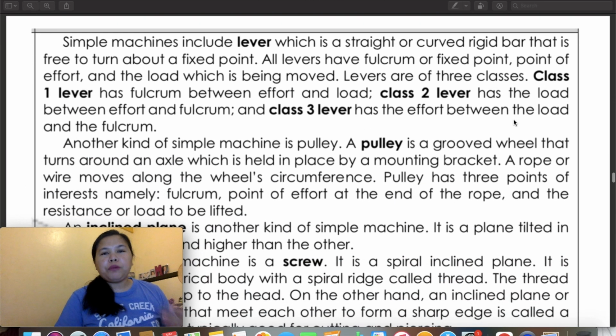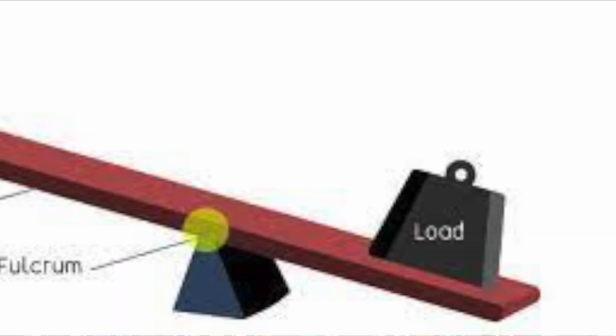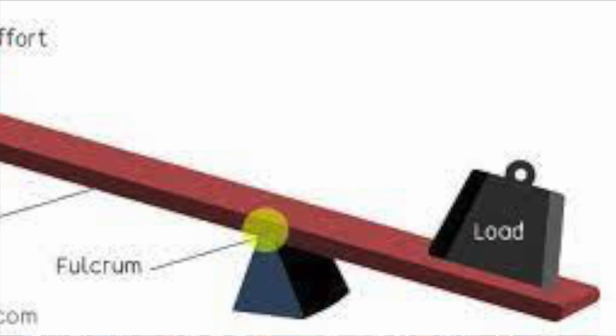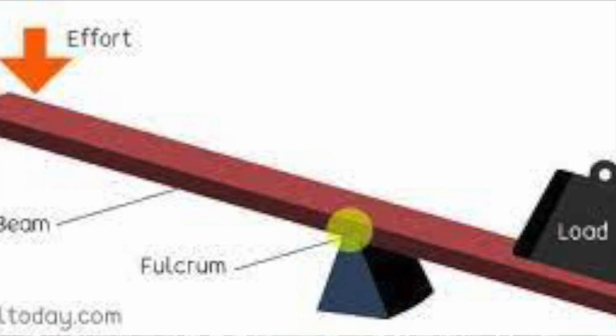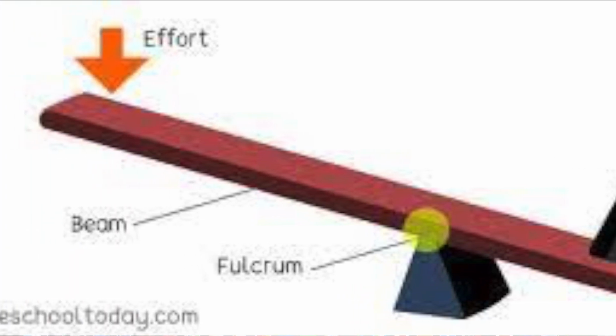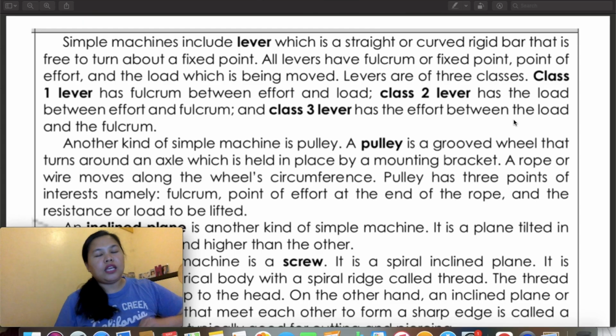So simple machines include lever, which is a straight or curved rigid bar that is free to turn about a fixed point. All levers have a fulcrum or fixed point, the effort, and the load which is being moved. Levers are of three classes. So, yung fulcrum sa parts ng lever, meron siyang fulcrum na tinatawag or fixed point. Meron ding point of effort and the load.